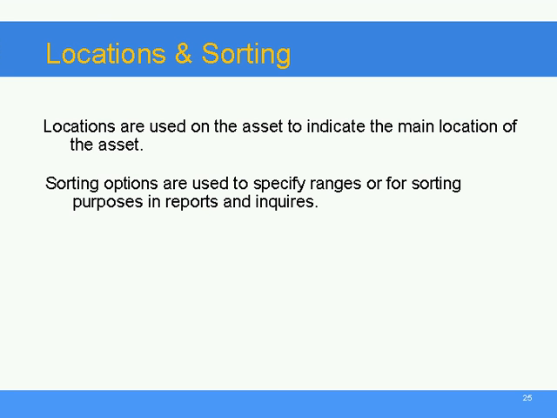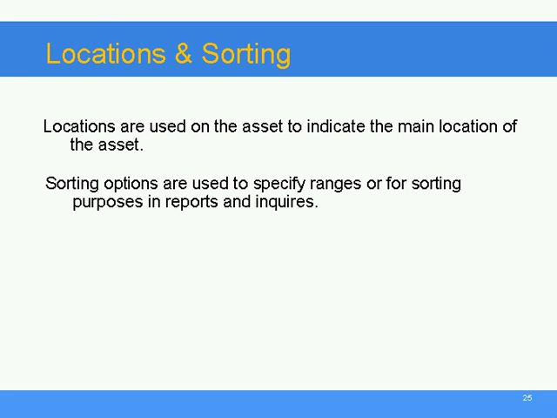Safety locations and sorting. Additional parameters, they are not mandatory. Locations are used on the asset to indicate the main location of the asset. Sorting options are used to specify ranges for sorting purposes in reports and inquiries. In general, location and sorting are used as ranges or sorting options in the reports and inquiries.